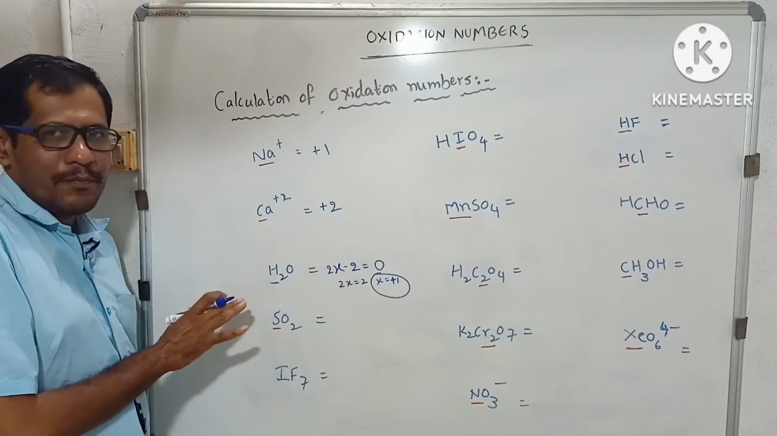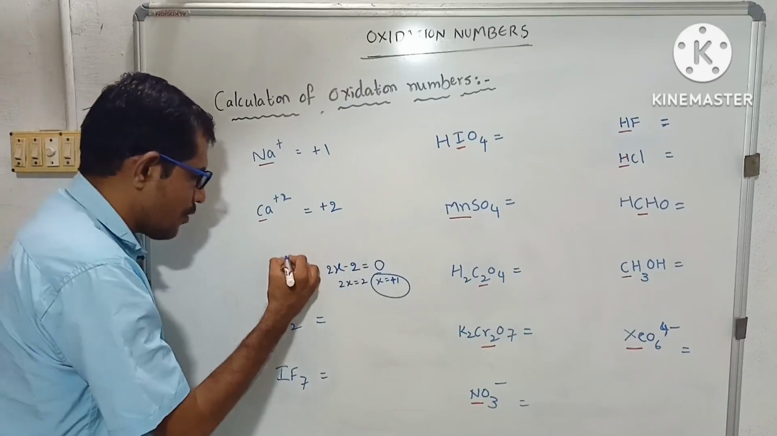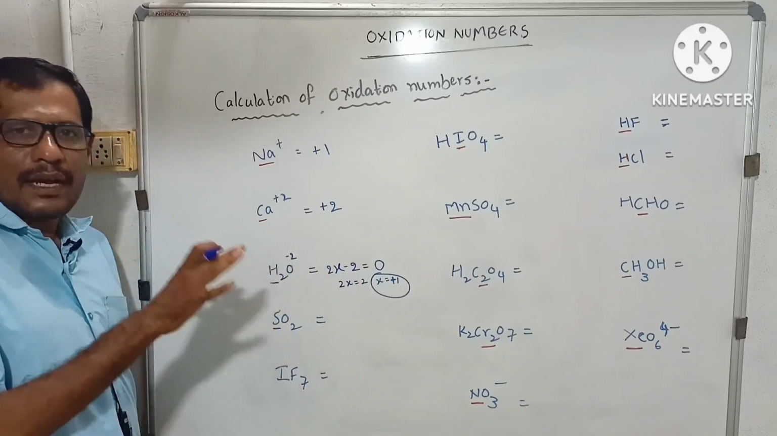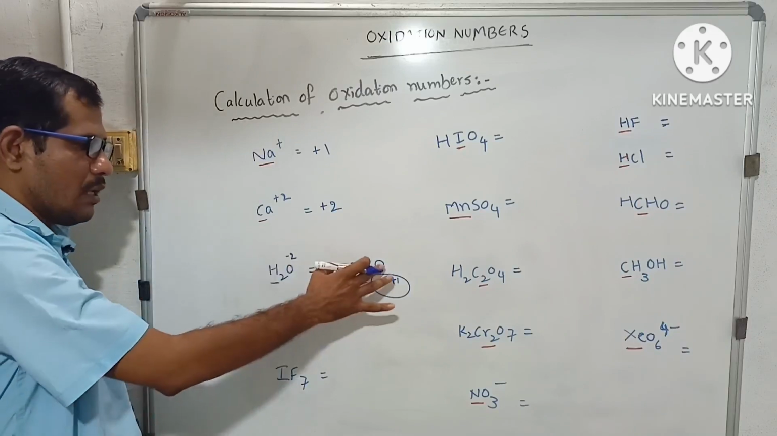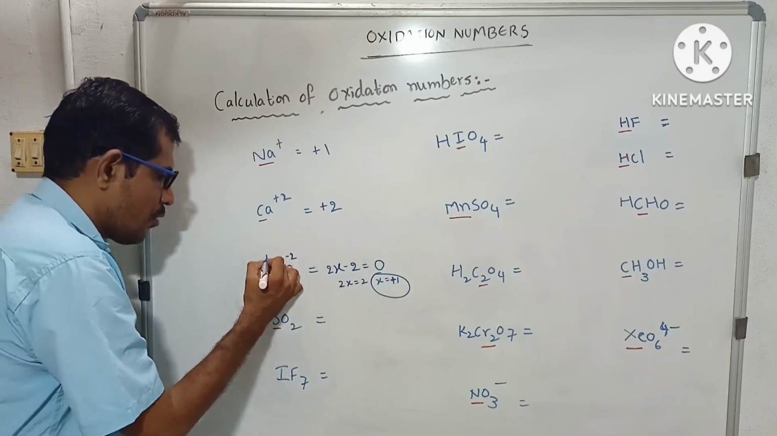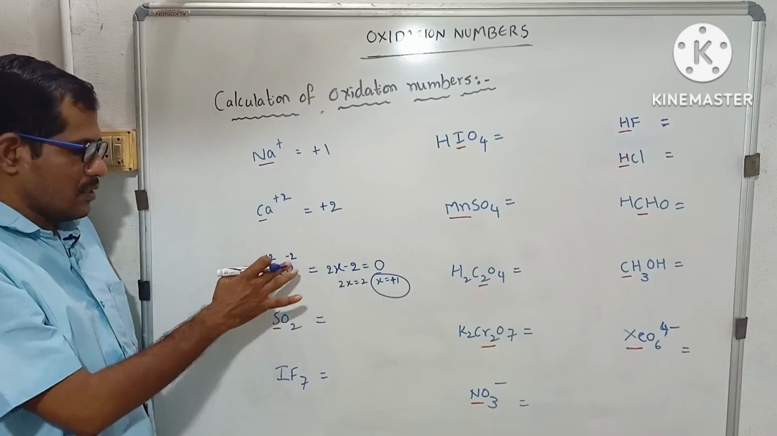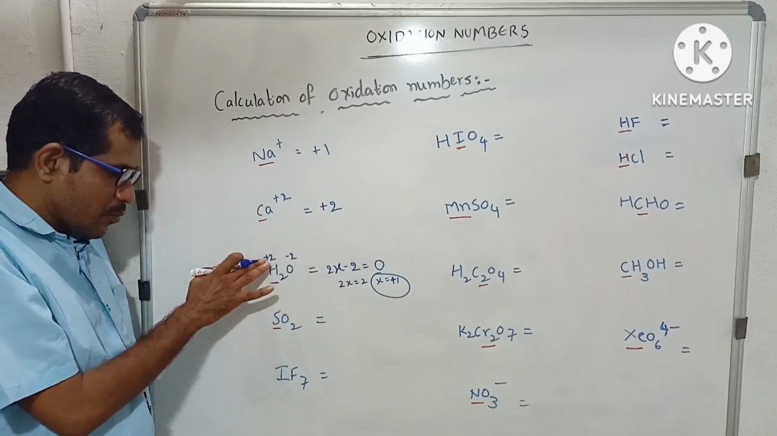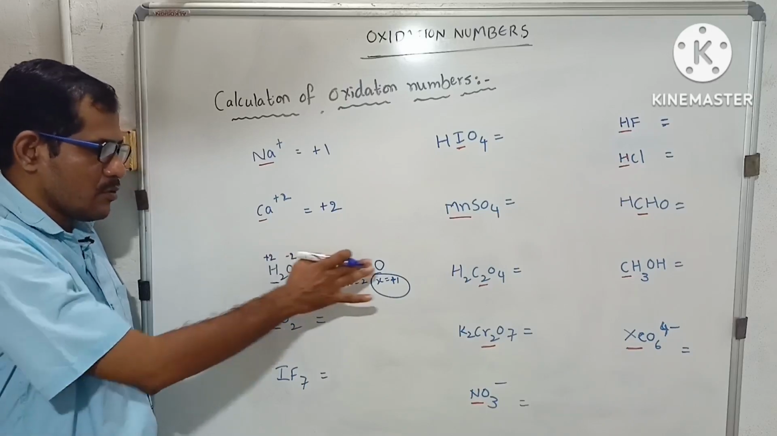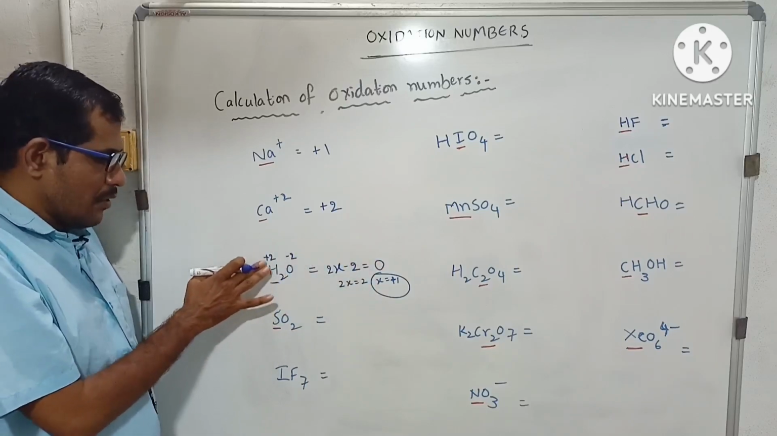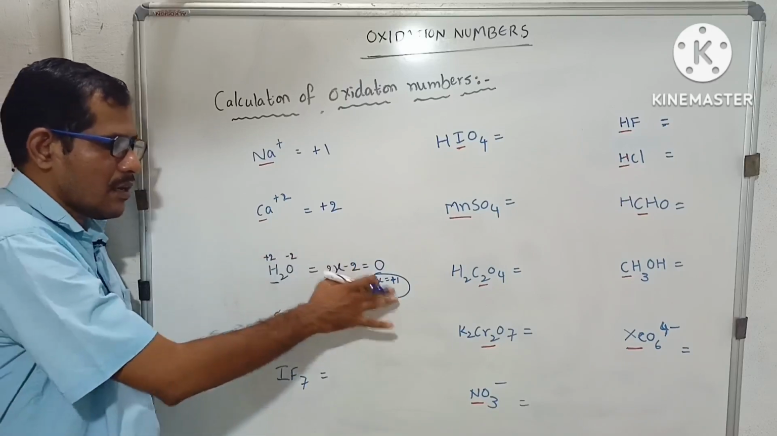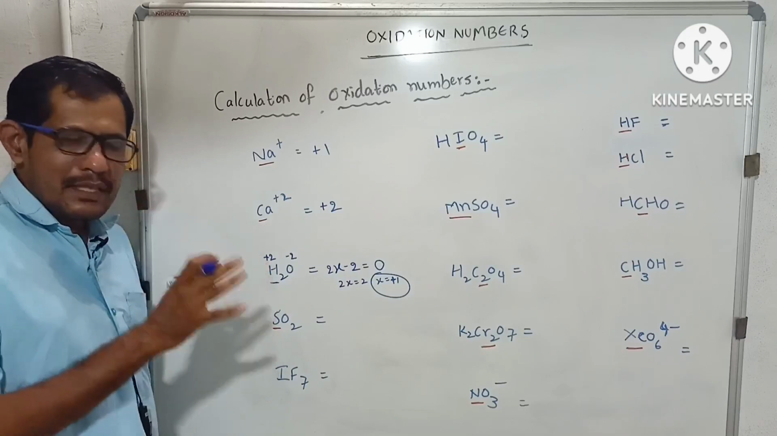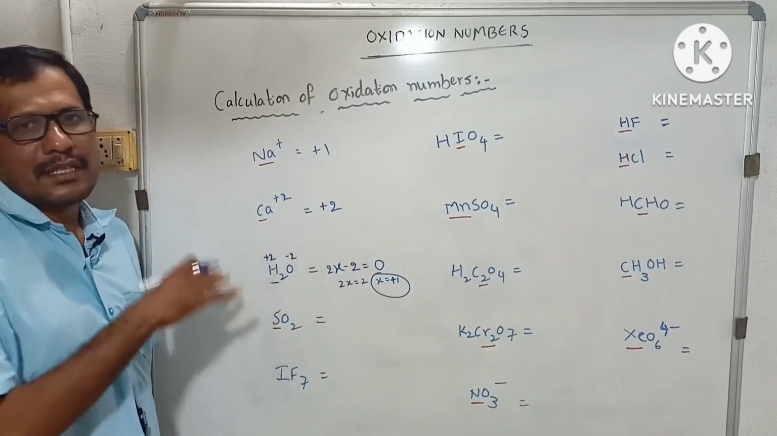We have another way also. Oxygen we know is -2, but the total molecule as a whole is 0. So we will give +2 over here: +2 -2, total 0. For 2 hydrogens it is +2, so for each hydrogen the oxidation state is +1. In such a way also we can solve.